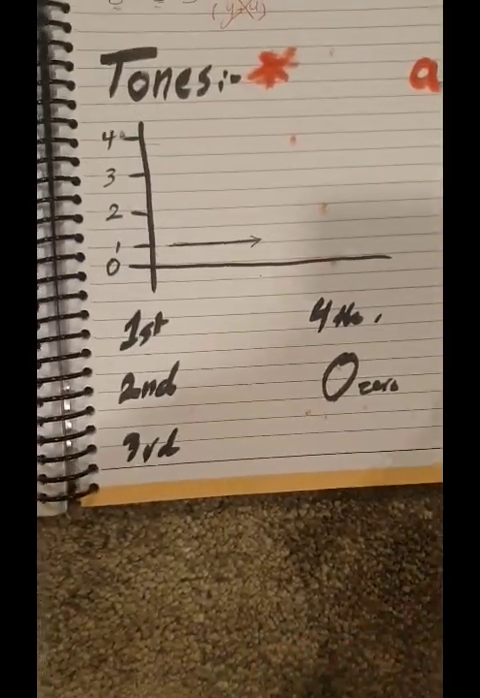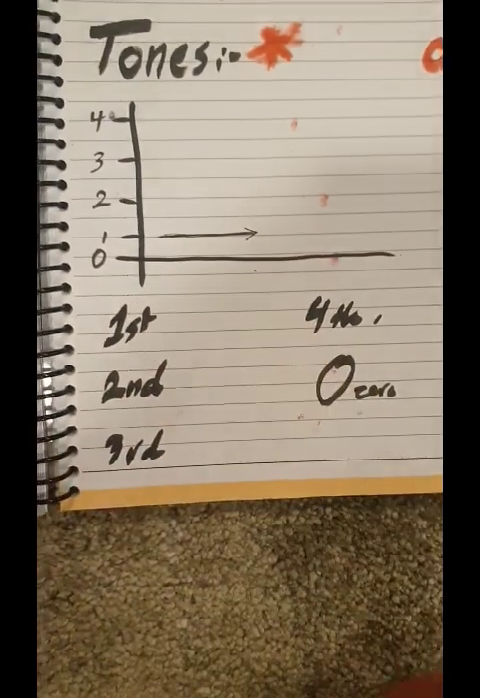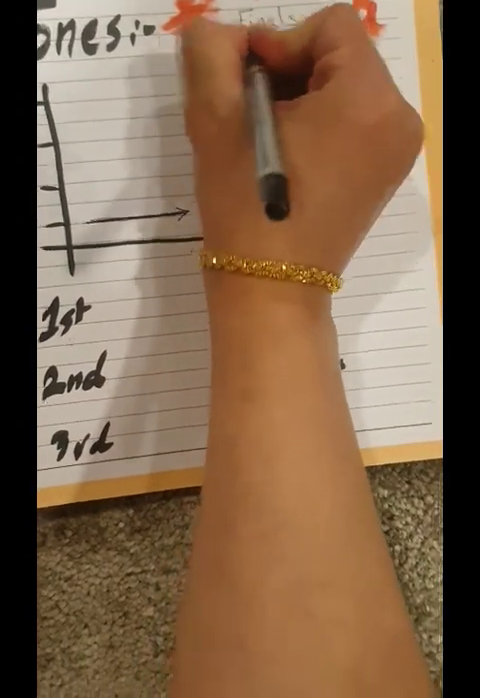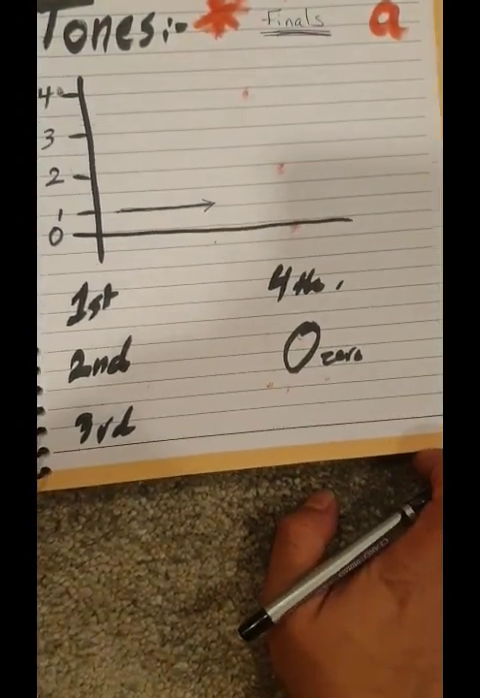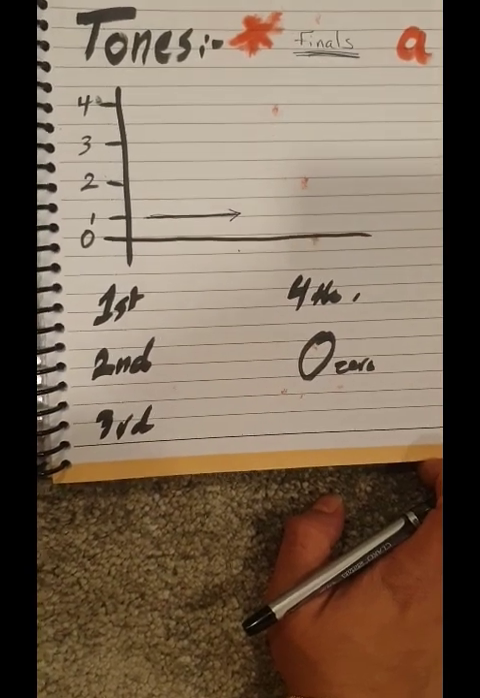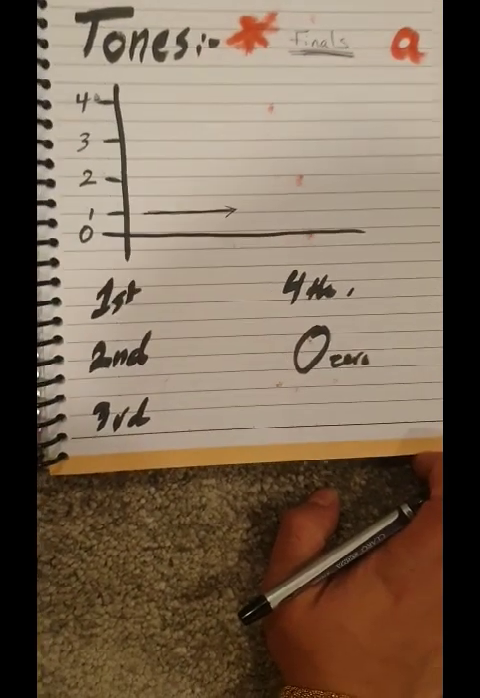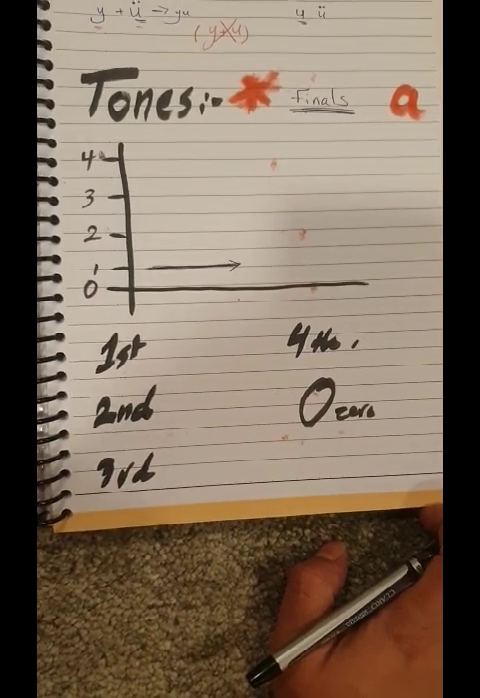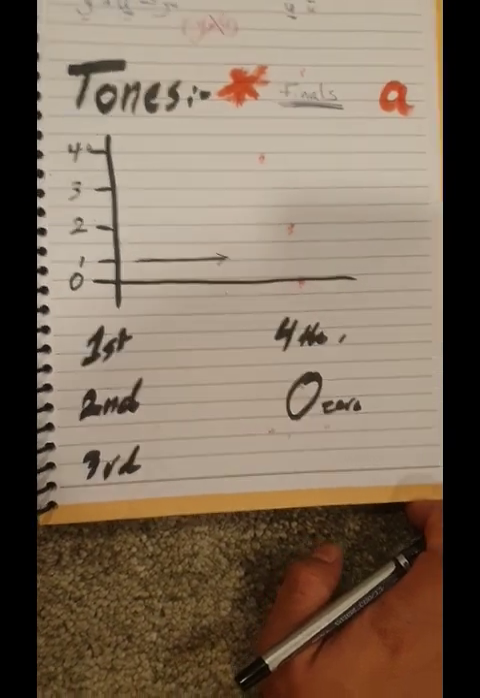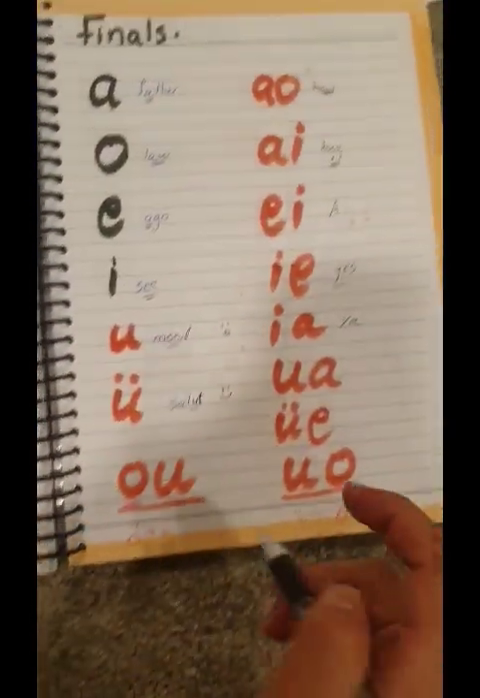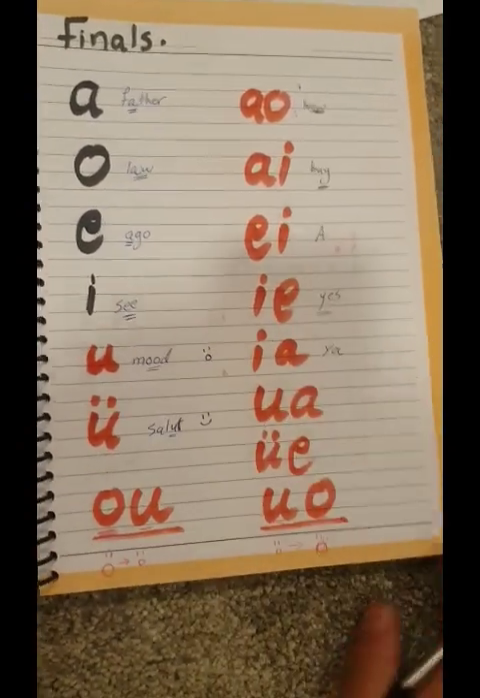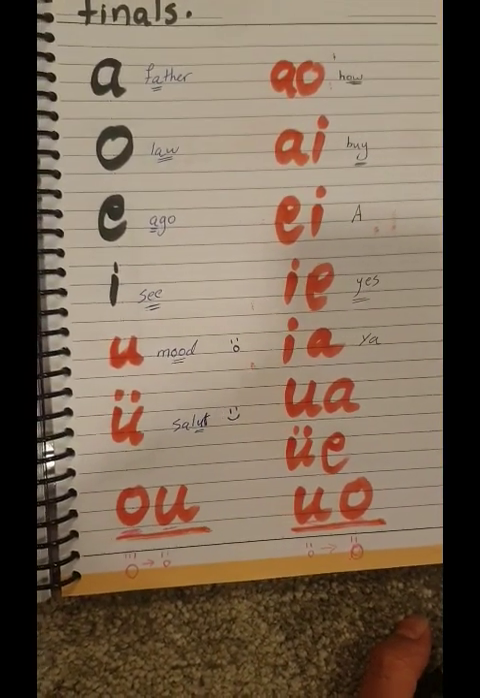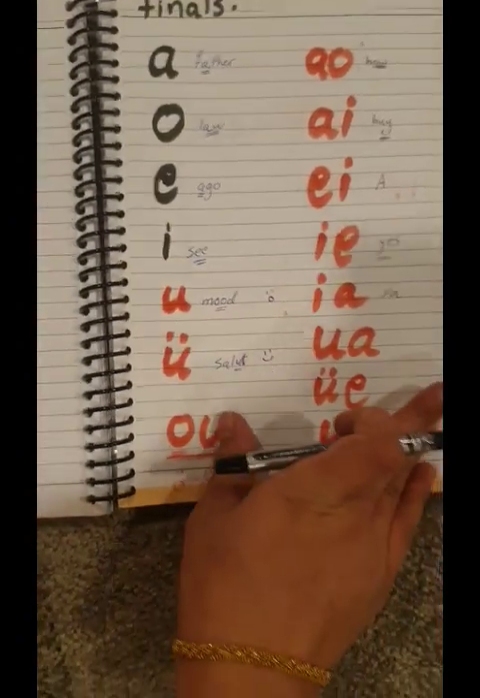How to write this tone? Tones only, guys, come above the finals only. There's no way that you will put a tone above the initials. And there's no way that you will find more than one tone in one word. This means that if you had two finals in one word, you have to put a tone only above one final. Which one will we put the tone above?